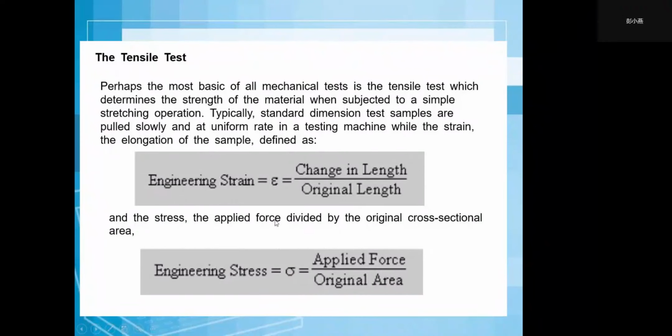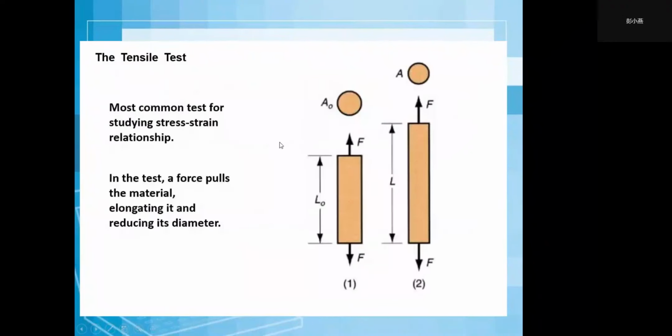This is the stress sigma, and this is the strain. Okay, this is the tensile test. It is the most common test for studying the stress-strain relationship. Force F pulls the material, elongating it and reducing its diameter.